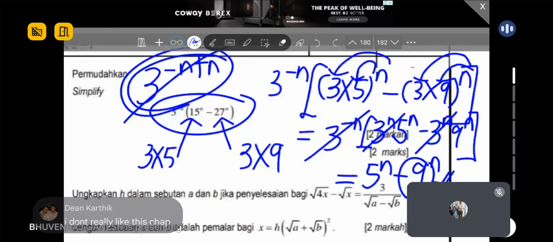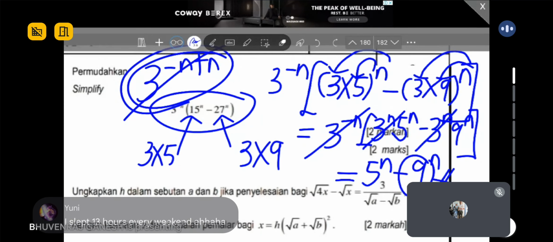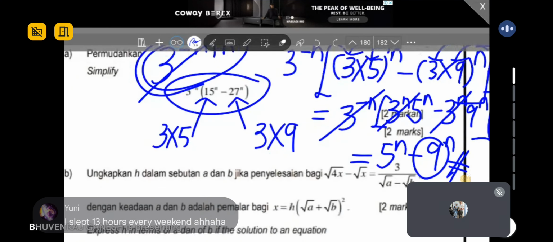27 cannot be 3 power 3? Who says cannot? Can. No matter how you modify, guys, as long as you can come to the final answer, it's okay. Can, no problem.